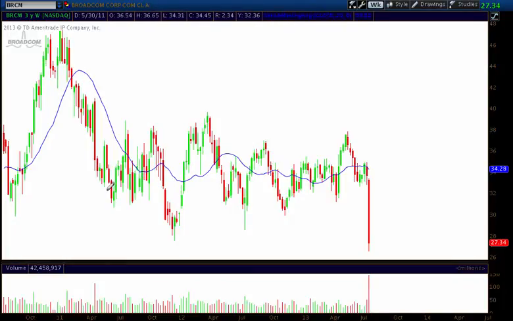Now look what happens on the way down. When the stock drops, the rubber band gets stretched again. From here to here, you can imagine that rubber band again, and what happens? The stock gradually moves back towards the moving average.